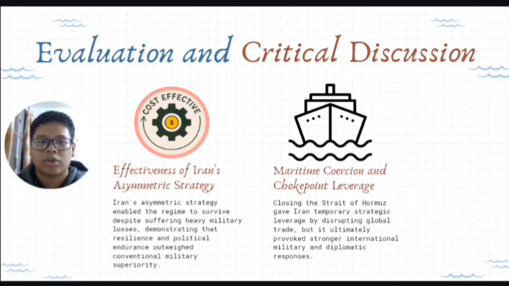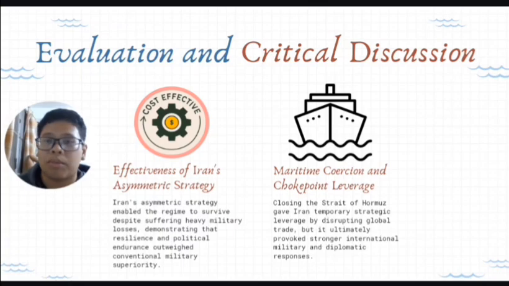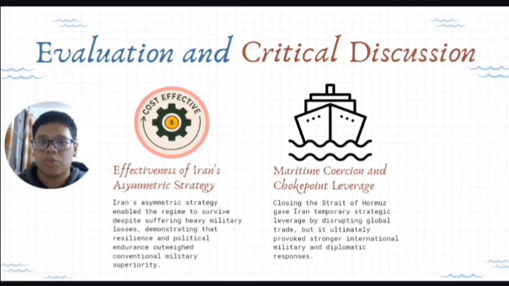Second, maritime coercion and choke point leverage. The second point is Iran's use of maritime coercion through the closure of the Strait of Hormuz. The move disrupts one of the world's most important oil shipping routes, causing global oil prices to increase sharply and creating pressure on the international community.